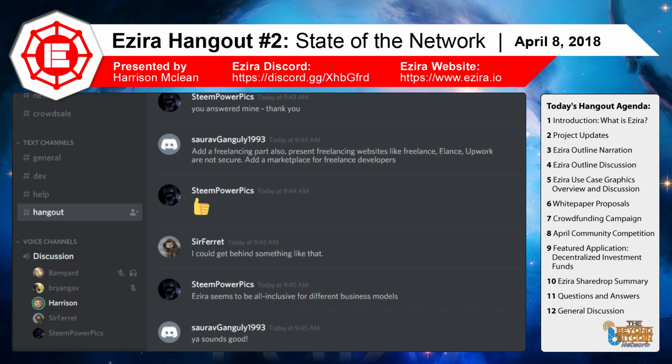So it's very all-inclusive for all business models. As you can see by the use case infographics, I've tried to include as many different business models as I can think of from a wide variety of walks of life, from models to scientists. There is honestly going to be a place for pretty much everyone on Ezira.